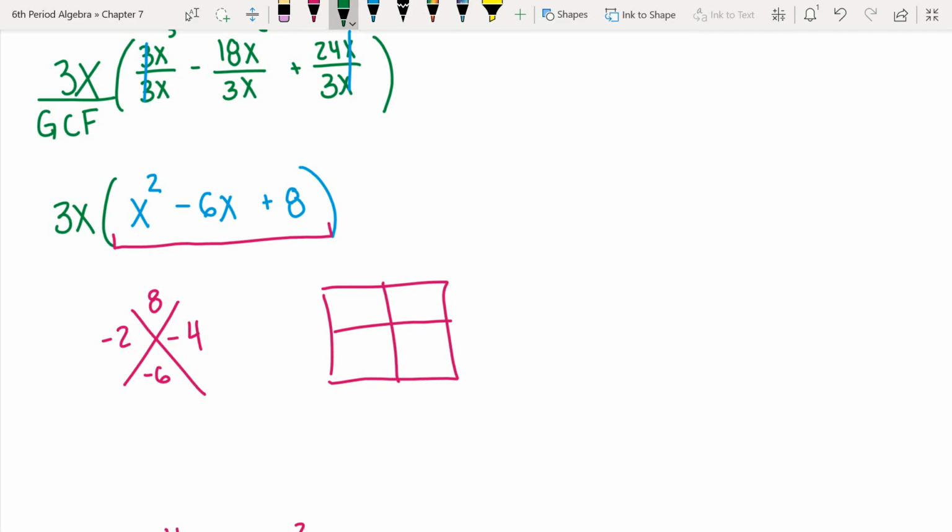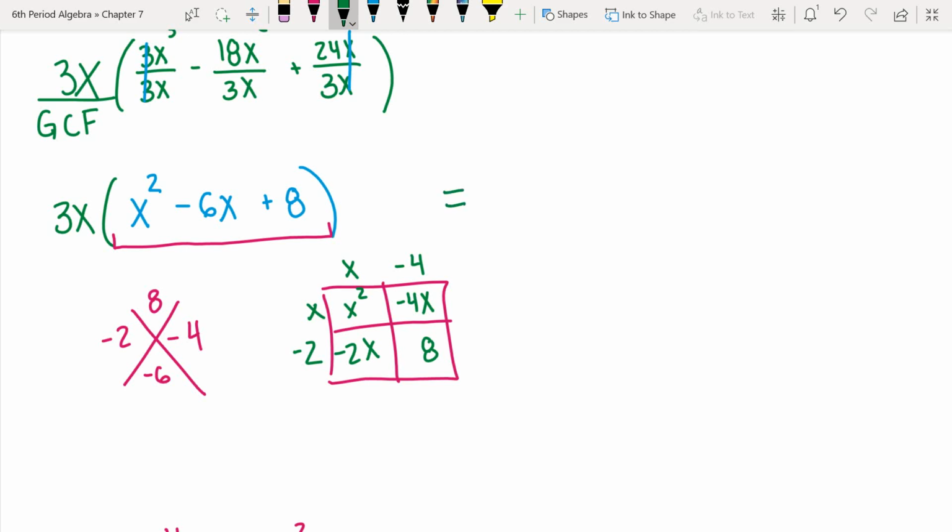Top part of my box is x squared. Bottom right of my box is the constant 8. Bottom left is negative 2x. Top right is negative 4x. Then for me, I'm going to factor out. X times x is x squared. X times negative 2 is negative 2x. X times negative 4 is negative 4x. That means that this polynomial, x squared minus 6x plus 8, comes out to be x minus 4 times x minus 2.